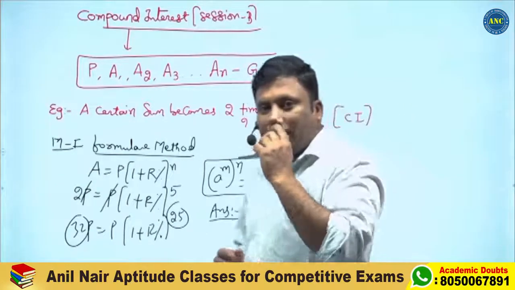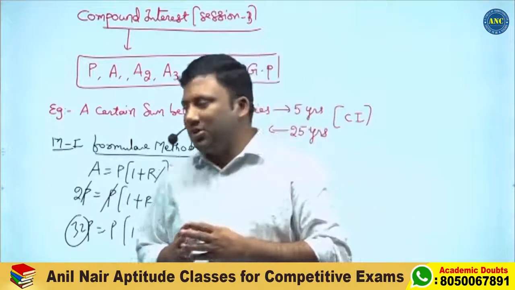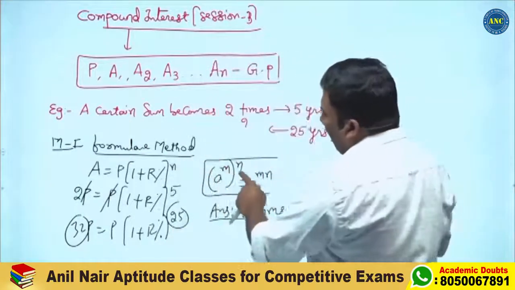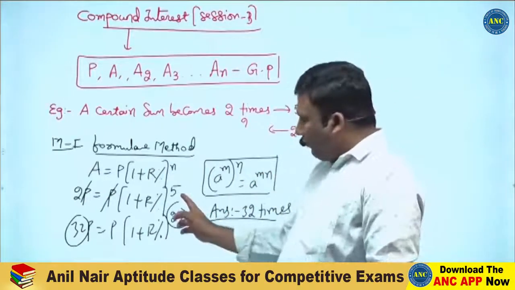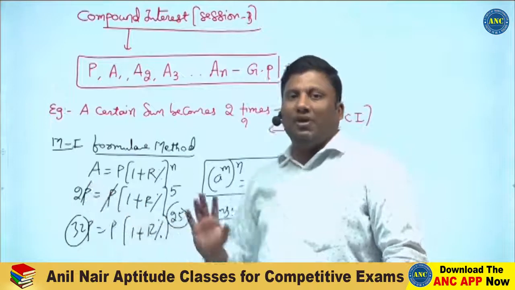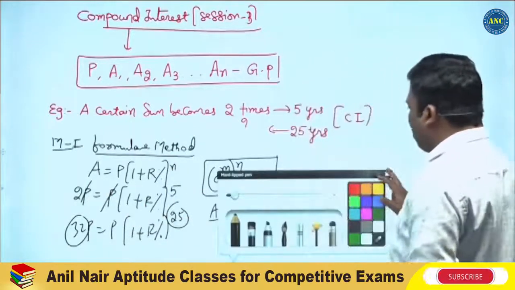As you know, most of my students, we don't use any formulas in any of our problems. This is a formula method. A power m, power n is A power m into n. So 5 fives are 25, 2 power 5 will be 32. This is one method. Let us solve this problem logically.